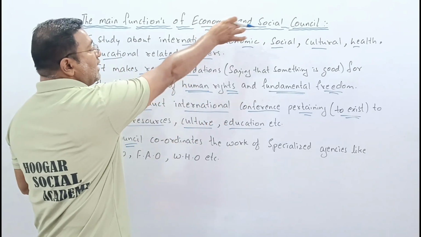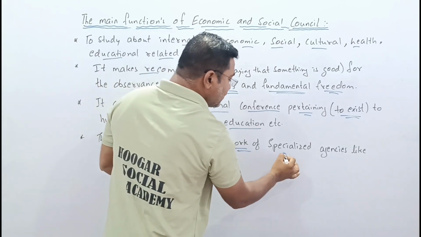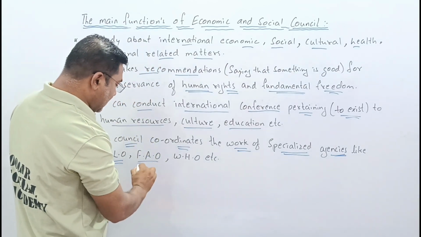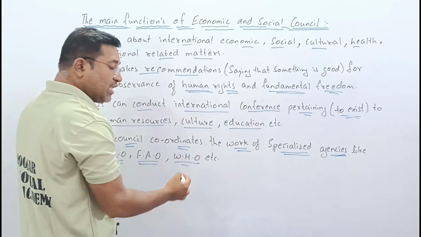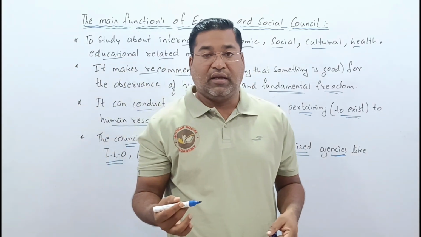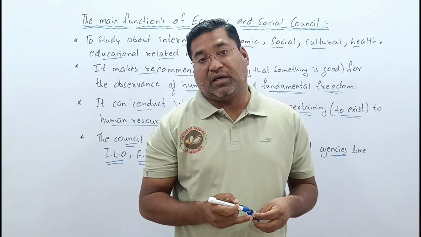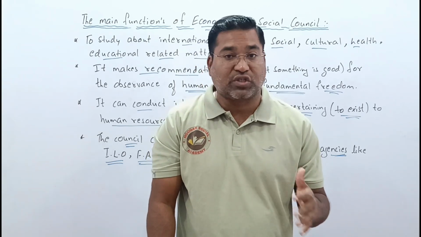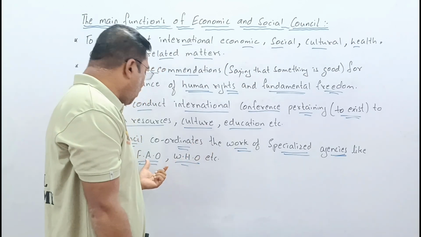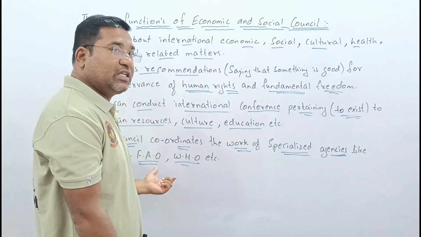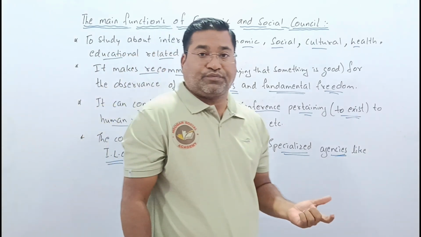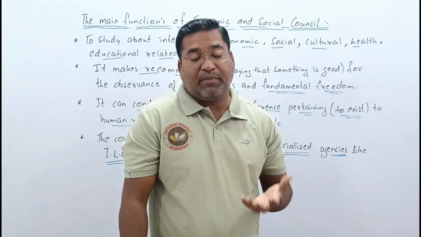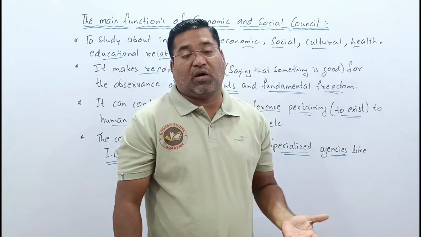Moreover, the Economic and Social Council coordinates the work of specialized agencies like the ILO, International Labour Organization, the Food and Agriculture Organization, the World Health Organization, and UNICEF. We have other specialized organizations which are working for the betterment of society. So the Economic and Social Council coordinates not only with the International Labour Organization, Food and Agriculture Organization or World Health Organization, but also with UNCTAD, UNICEF, the European Communities, and many other organizations.